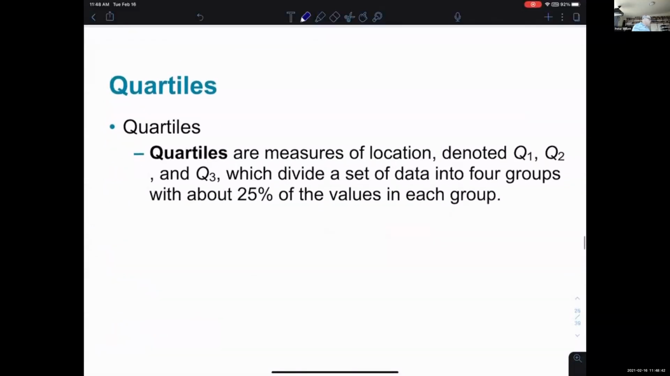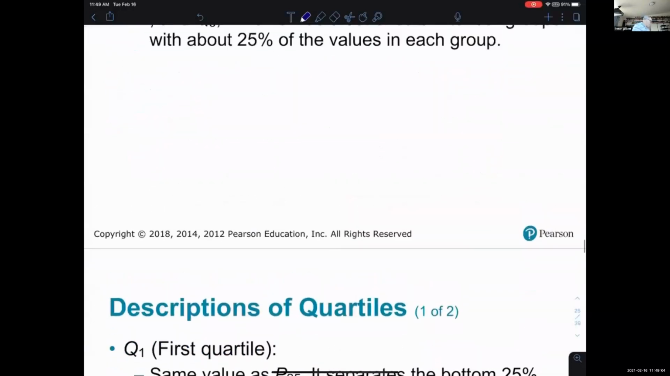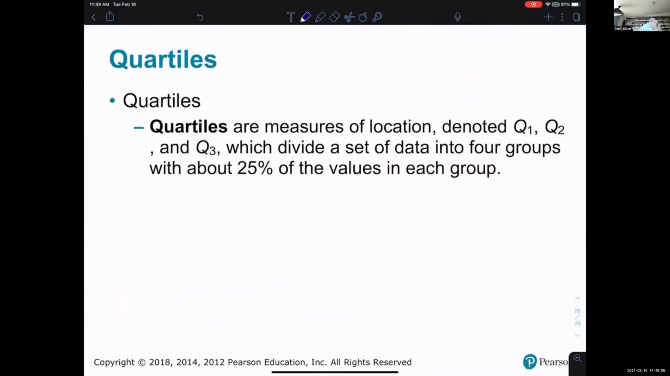And now let's get to the next definitions that we want to finish with in this introduction. Quartiles are measures of location denoted by Q1, Q2, and Q3, which divide a set of data into 4 groups with about 25% of the values in each group. Do they do a graphic of that? No. So let's just try to visualize that.